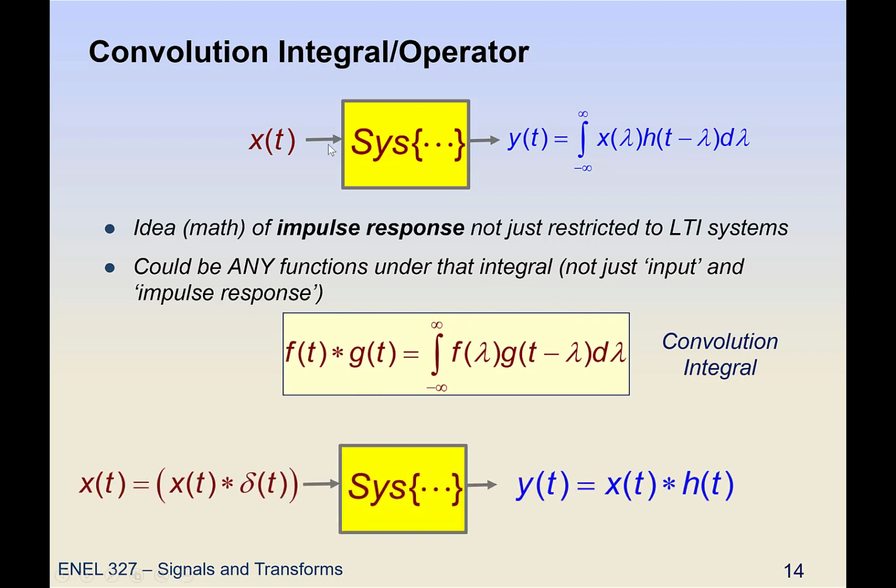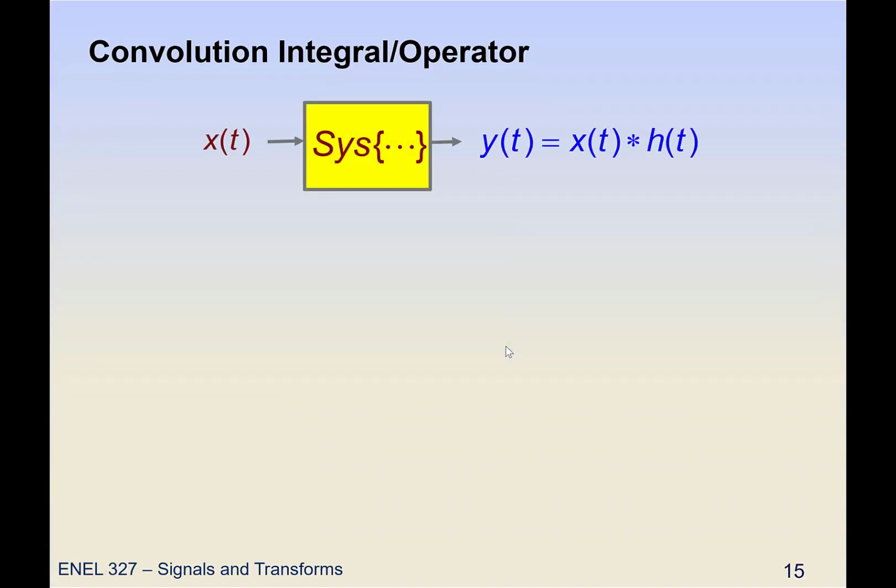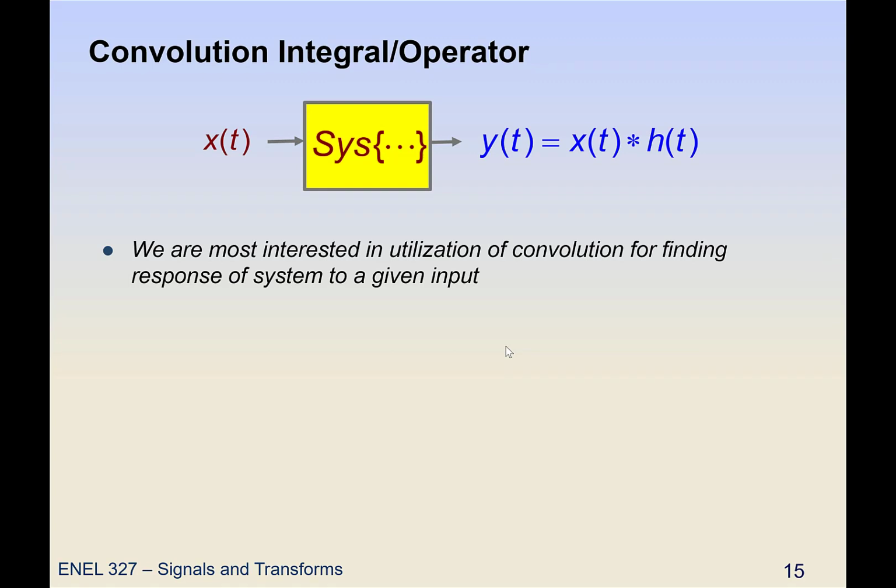And if you think back to our system perspective, we can actually reconstruct the input as a convolution of x with an impulse function. We'll see why in a second. And then the output is represented as the convolution of x with the impulse response. But what you actually have to do is solve this integral. Okay. So we're most interested in, for this course anyway, the utilization of convolution for finding the response of a system to a given input.